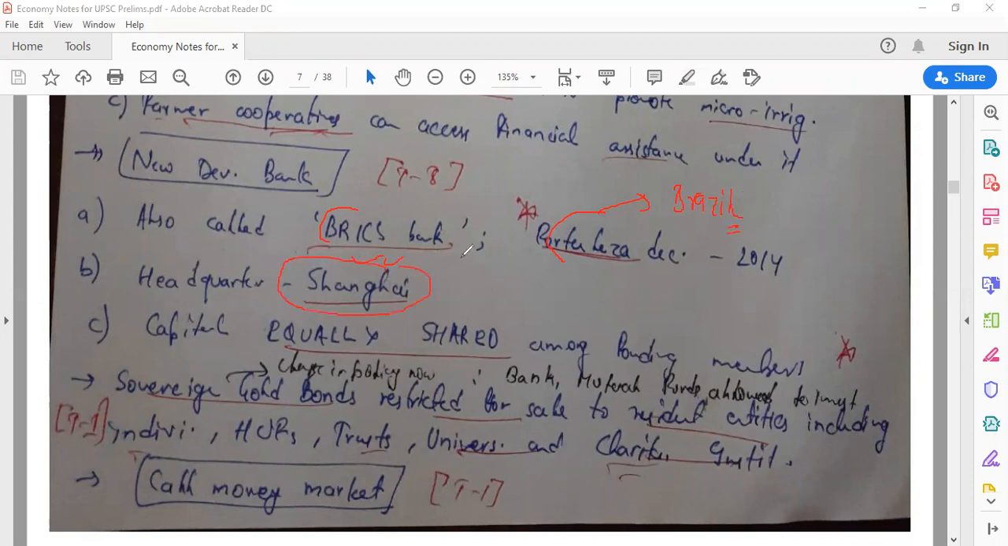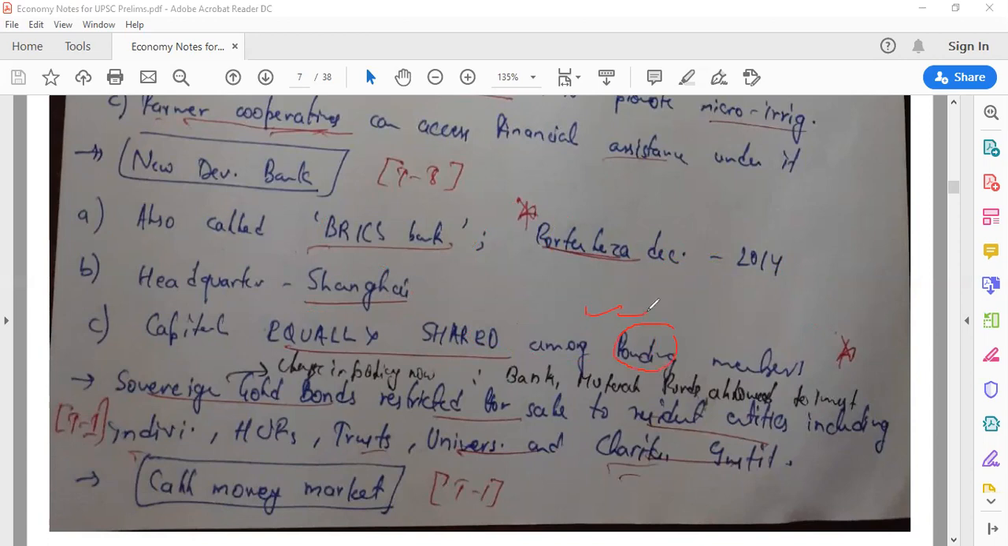Many people get confused between Shanghai and Beijing. Suppose this is China. Shanghai is on the coast, and Beijing is somewhat inside, right? So the headquarters of New Development Bank is in Shanghai. After the Fortaleza Declaration, New Development Bank came into picture. And it's not like China is giving maximum capital. No, the capital is equally shared among founding members, right?